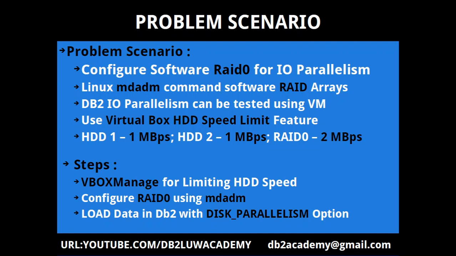So the scenario is we want to configure a software RAID0 array for IO parallelism. If you want to understand DB2 IO parallelism, for example, you can use the DB2 load command to load data with the disk parallelism option. For example, if one hard disk is at 1 Mbps and another hard disk is at 1 Mbps, then if I put them together in RAID0, because of the parallel writing, I should get 2 Mbps. If you want to do this kind of testing and understand IO parallelism, that is the focus of this tutorial.